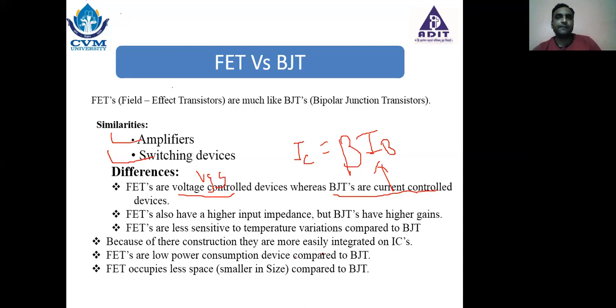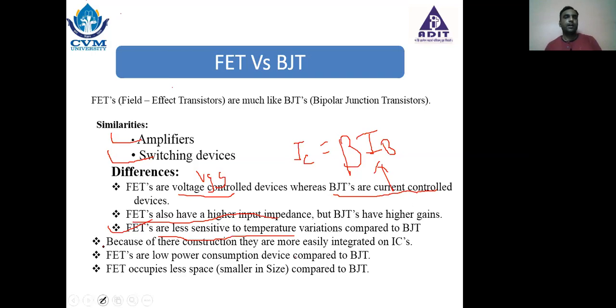BJT amplifiers have better gain compared to FET amplifiers. That is the advantage of BJT amplifiers, but FET has other good advantages. As I mentioned, it has higher input impedance. It is also less sensitive to temperature variation. BJTs are more sensitive to temperature variation compared to the FET. So that is a good characteristic of the FET, that they are less sensitive to temperature variation.